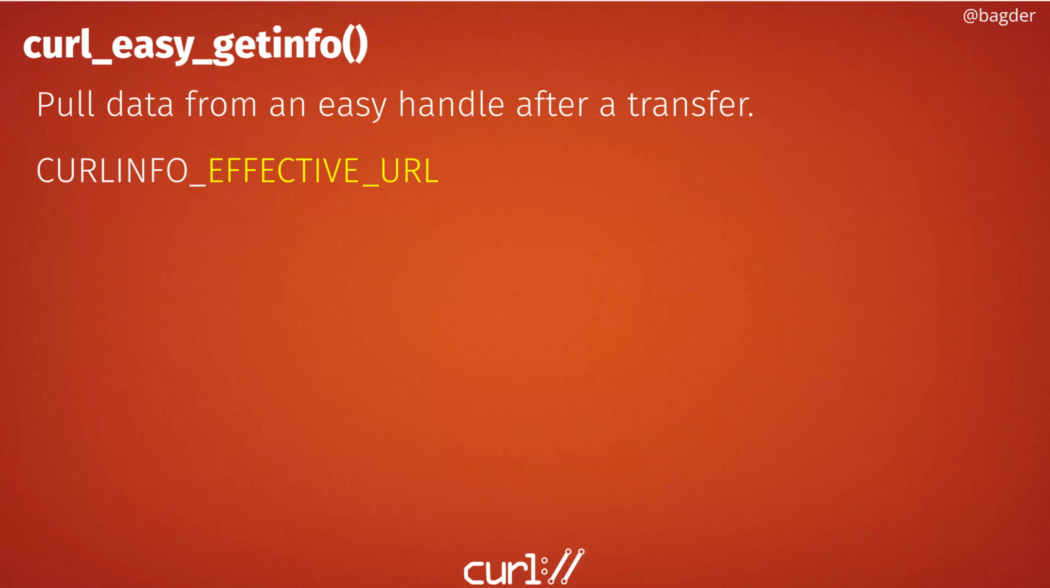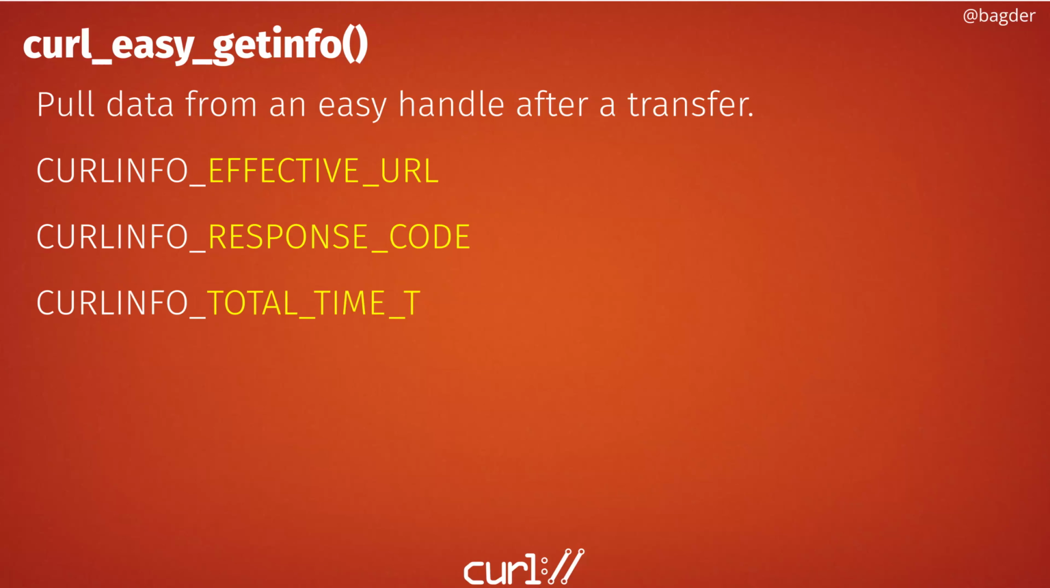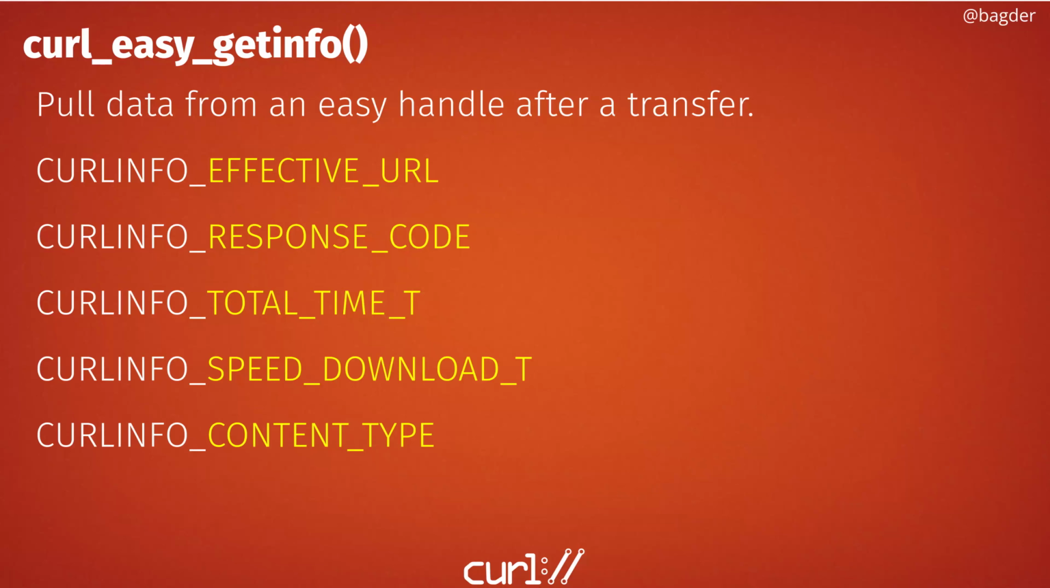For example, you can ask for the effective URL that the transfer was about. If it did HTTP redirects, it could have followed redirects a number of steps, but on which URL did it end up on? This one tells you. Or which HTTP response code was there in that response? Ask for it. Or how long time did it actually take to do the entire transfer? Or how fast did it download this transfer? And what was the content type of the HTTP resource that you actually got? All of these you get easily and conveniently with this function.